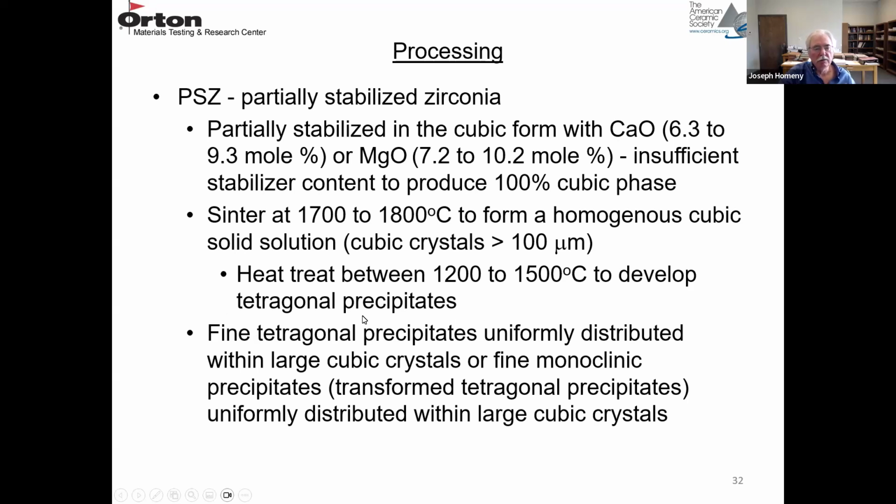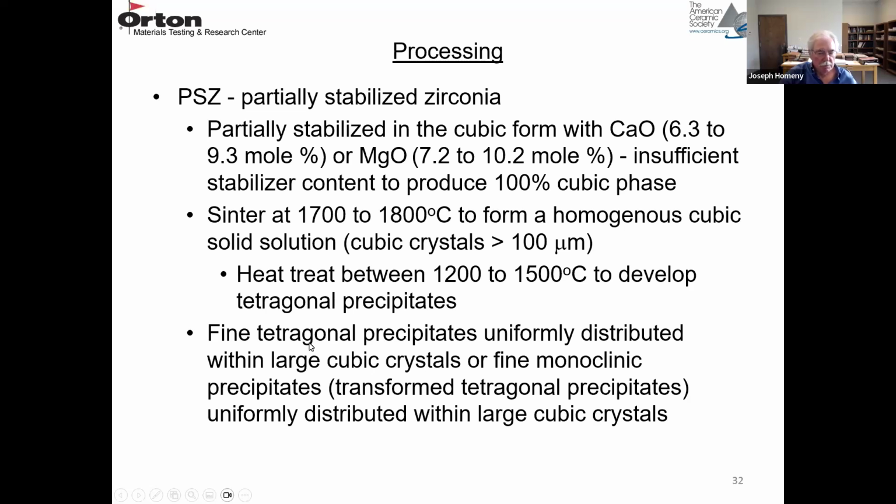And then you have to heat treat that material, and you heat treat it at a lower temperature than the sintering temperature, maybe 1200 to 1500 degrees C. So within the cubic crystals, you're going to precipitate the tetragonal crystals because you don't have enough stabilizer, either CaO or MgO, to completely stabilize the cubic form. So now you have a microstructure with tetragonal precipitates inside cubic crystals. So fine tetragonal precipitates are uniformly distributed within the large cubic crystals.